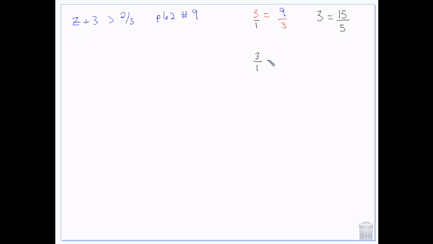If I want 3 over 1 and I need to make it into thirds, I multiply this by 3, I multiply this by 3. See how it's kind of the same thing? Okay. So I'm going to take that z plus 3, and it's going to be z plus 9/3. So same, 9/3 and 3 are the same. I'm going to subtract 9/3 from both sides. And I'm going to get z is greater than -7/3, because 2 minus 9 is -7.